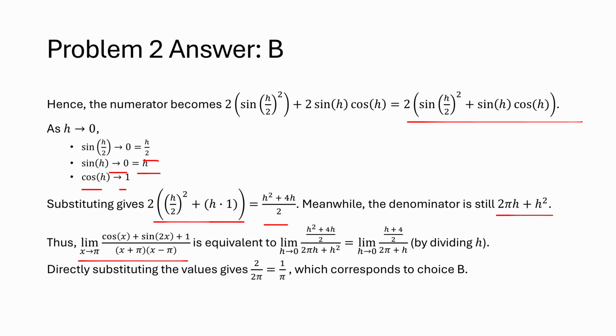So the limit that we're going to solve is equal to the limit as h goes to 0 of h squared plus 4h, everything over 2 pi h plus h squared, and we can simplify this to h plus 4, everything over 2 pi plus h, by dividing h on both the numerator and denominator. Remember, h goes to 0 and h does not equal 0, so we can divide by h. And we can now use direct substitution to give 2 over 2 pi, which equals 1 over pi, which corresponds to choice B.